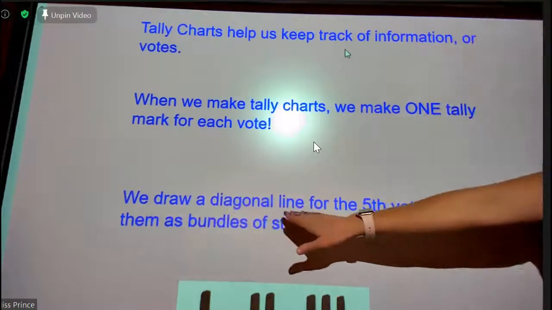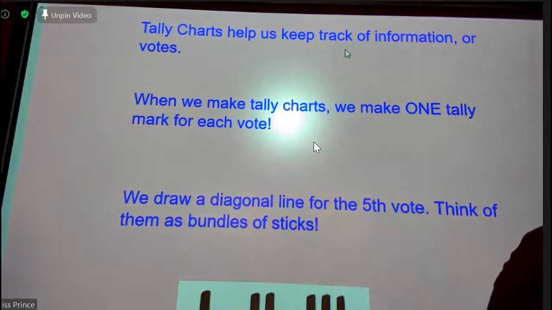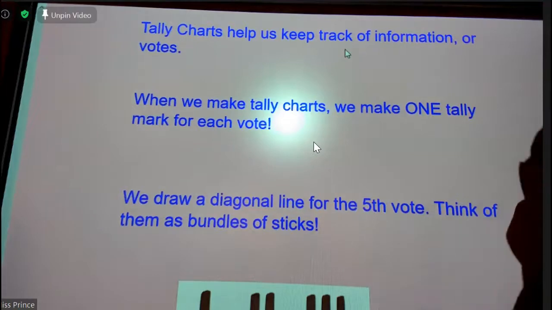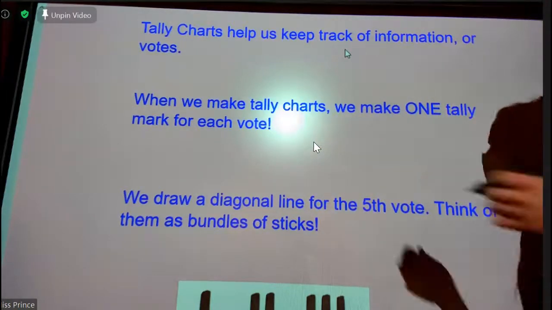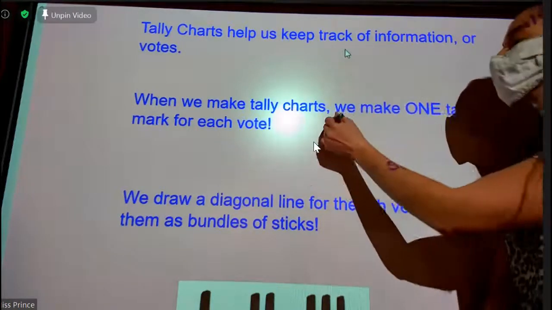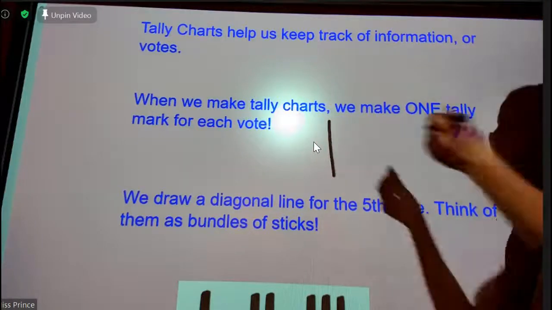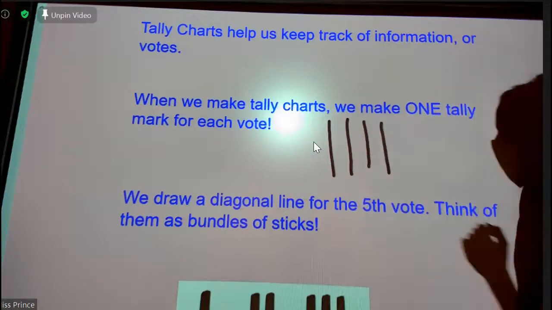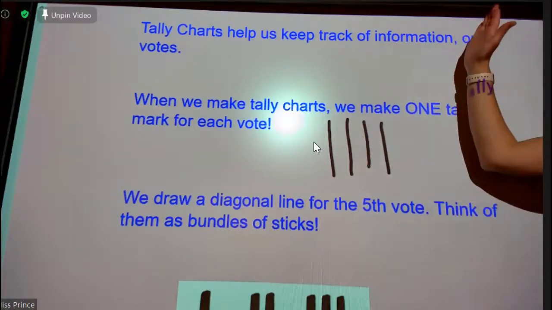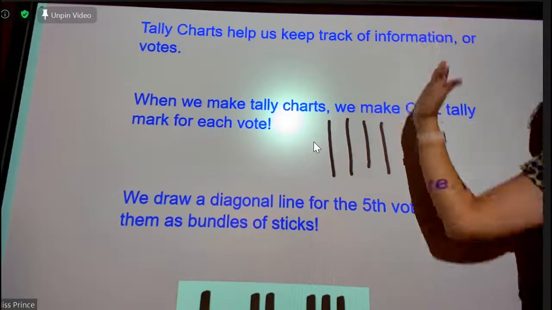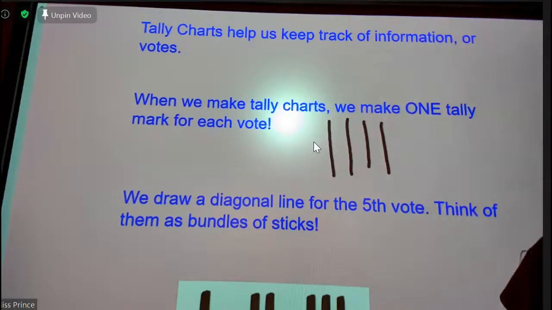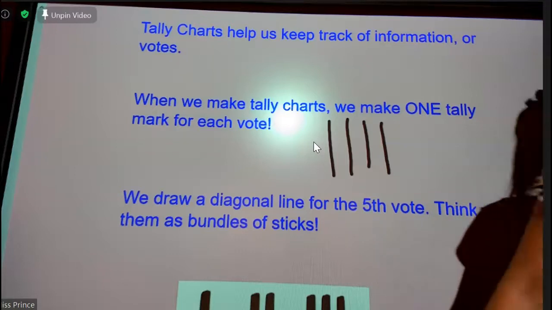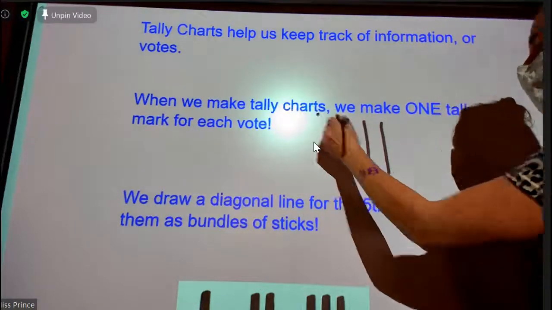We draw a diagonal line for the fifth vote. What I mean by that is, count with me. 1, 2, 3, 4. So those lines are going up and down like this. But when we make a bundle, the fifth line goes across like this.